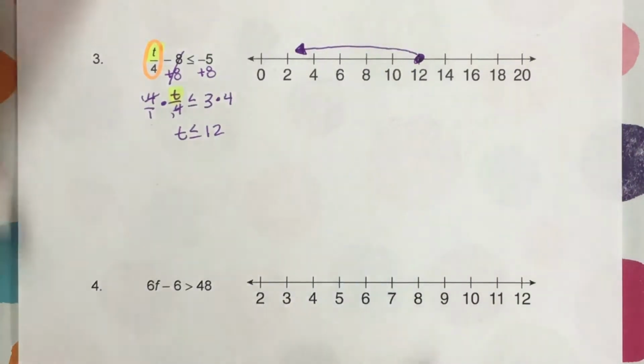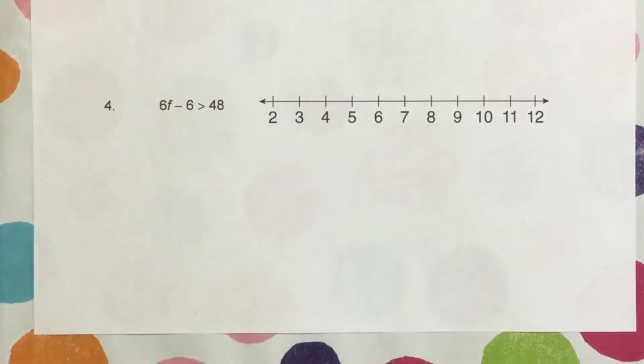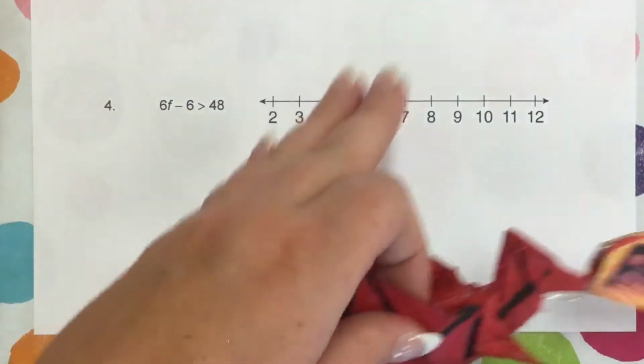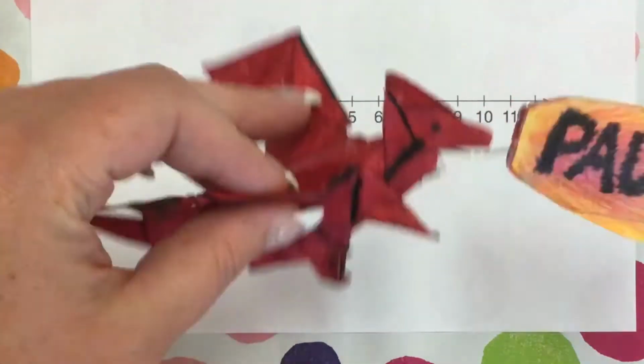Okay, I want you to try number 4 on your own. So where's my friend the pause dragon, to remind you to pause? Go ahead and figure out what F is, and graph it. When you get done, press play, and we'll see how you did. All right, see you in a bit.